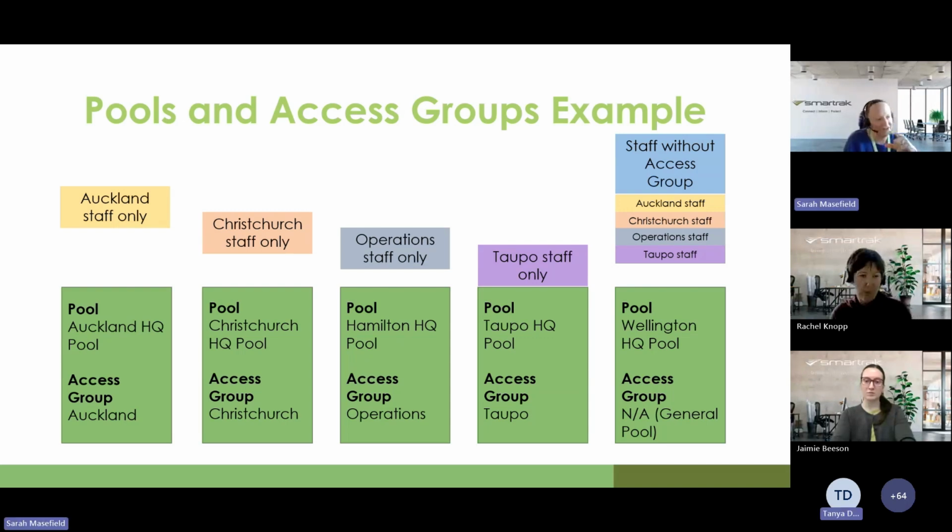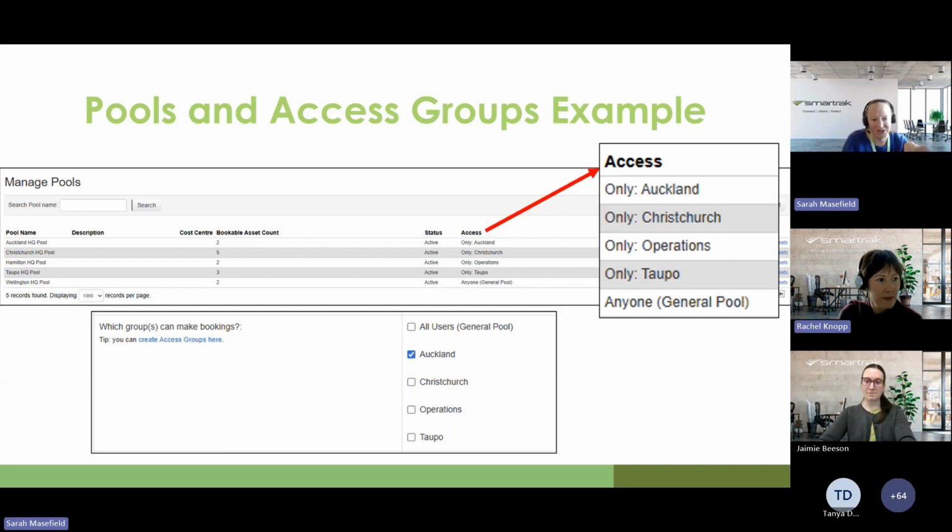An example for this would be Steve, an Auckland-based staff member, who is given access to the Wellington pool automatically when he logs into PoolCar for the first time, and the Auckland group when he selects the Auckland group on the welcome page. Whereas John, a Wellington staff member, is not granted any specialist access groups and may only book out of the general pool vehicles in the Wellington HQ pool. So if we look at how this actually looks when it's set up.